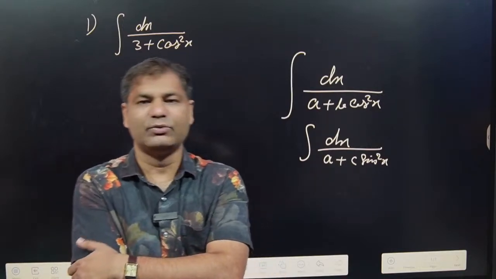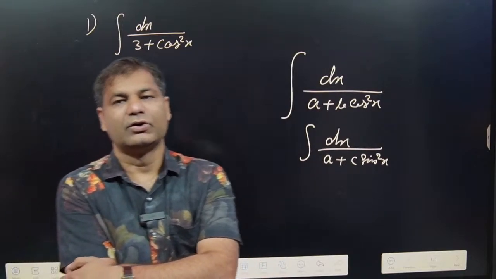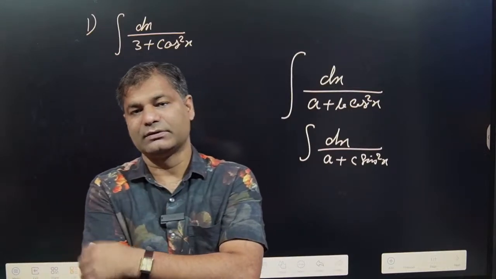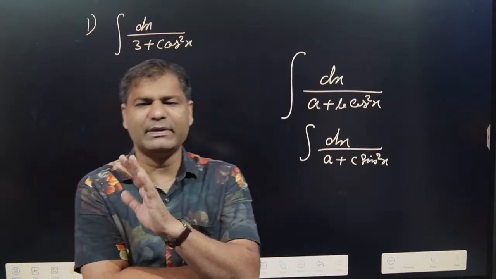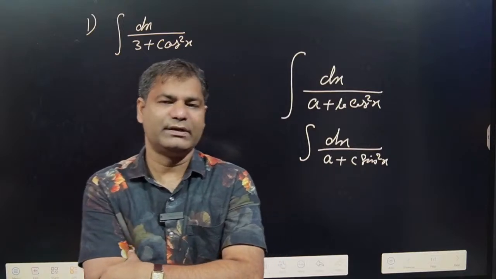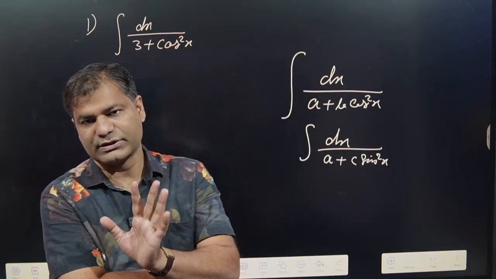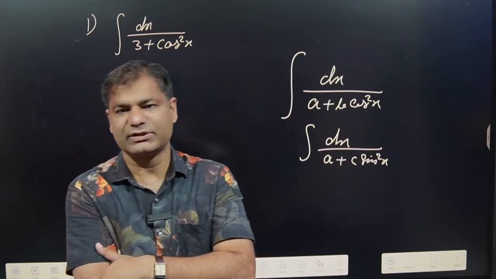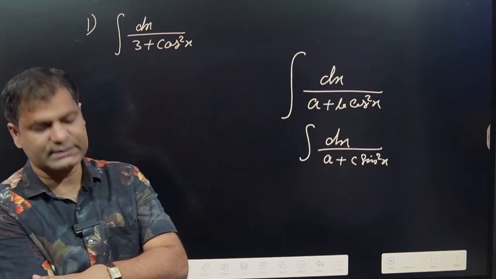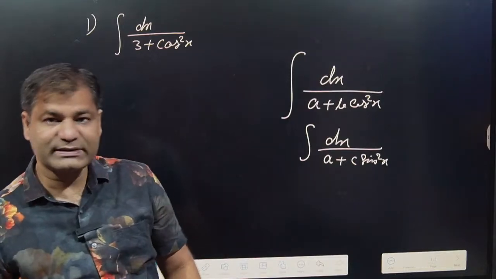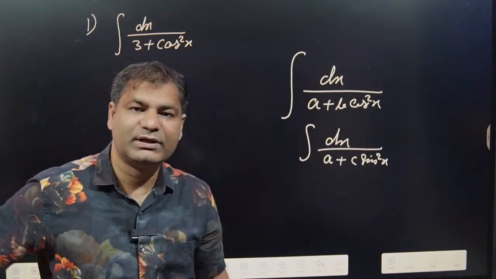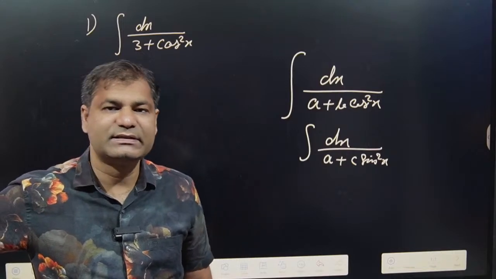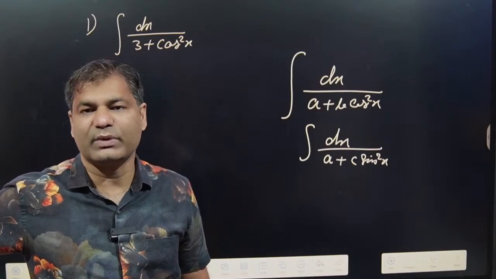cosec square x in numerator and denominator, then you get cosec square x into dx in the numerator, and in the denominator you get cosec square x or cot square x. If cosec square x is available, then cosec square x is converted into cot x, so cosec square x is written as 1 plus cot square x.